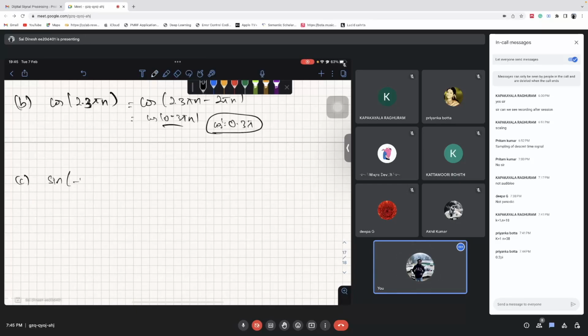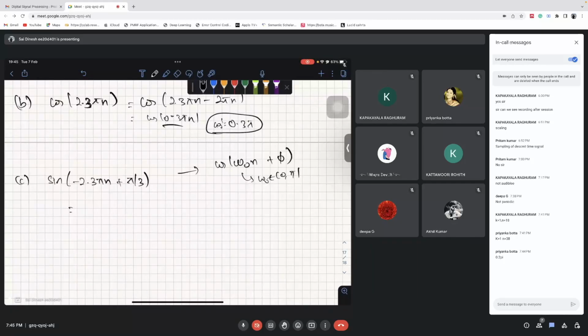Sine minus 2.3 pi n plus pi by 3. I need to bring it to cos omega naught n plus phi, omega naught between 0 and pi. Anyone? Just tell me the first step. What should I do?